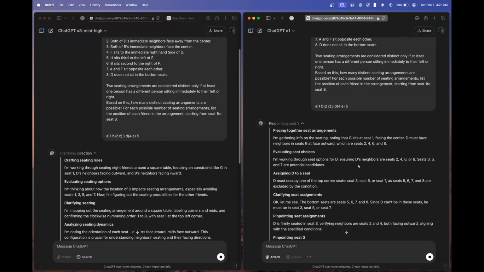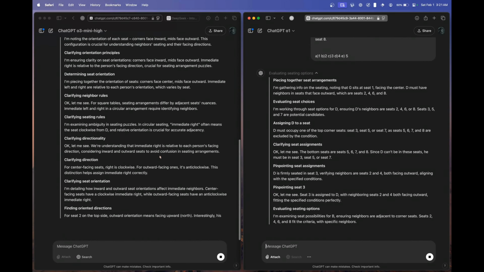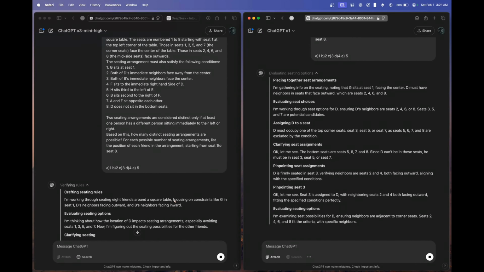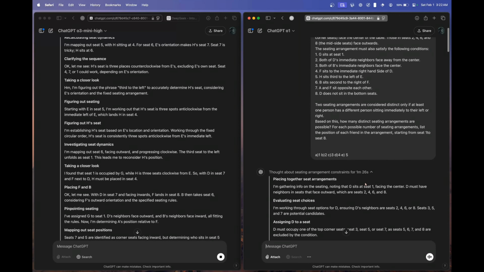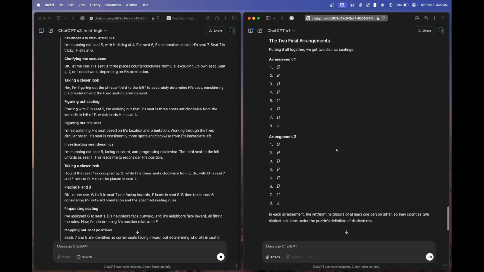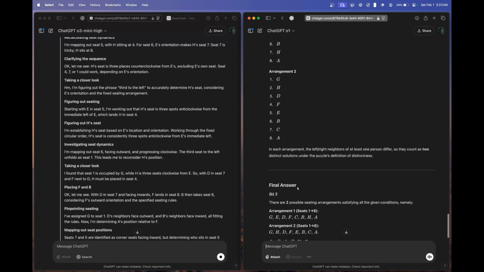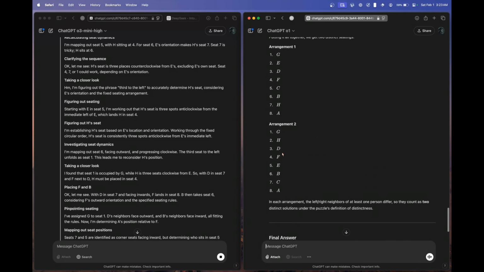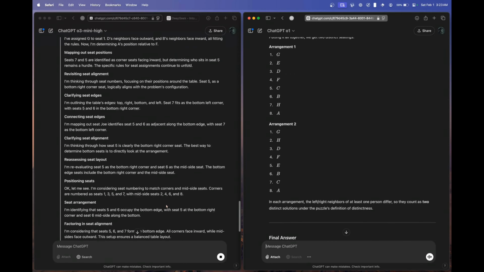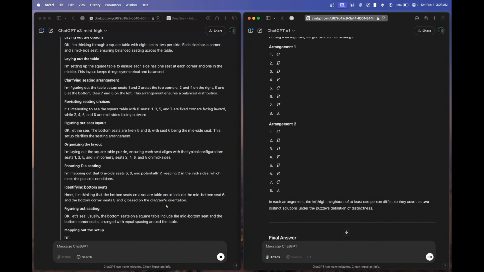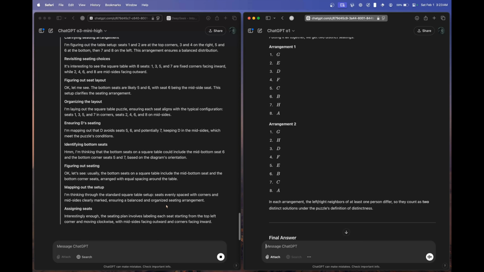So let's see. Here you can see, if you look at the reasoning tokens, O3 Mini is far ahead compared to O1. Okay, so O1 thought for 1 minute and 26 seconds, and we have got the response, that is GEDFCBHA and GHTFEBCA. So this is the wrong seating arrangement, although it has got the correct answer that there are only two valid seating arrangements. But the arrangement it has mentioned is wrong. Meanwhile, O3 Mini is still thinking, and this makes me think that maybe it will get it right. Let's see.